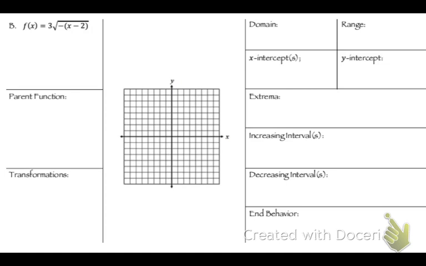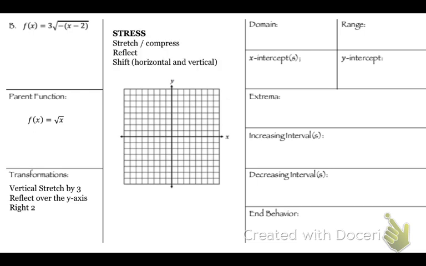Look at this one. So here our parent function is the square root of x. Remember, this graph looks like this. That 3 is going to vertically stretch this by 3. Negative inside reflects over the y-axis. And then that minus 2 moves it right 2. So remember STRESS. So stretch it first.